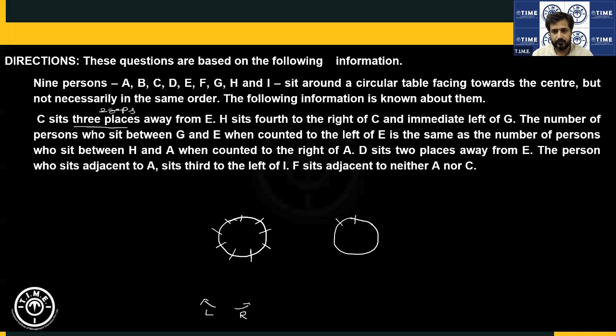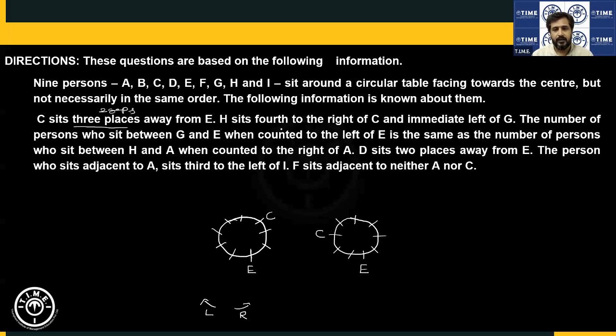1, 2, 3, 4, 5, 6, 7, 8, 9 people. Right. Now, let me take E here. C sits 3 places away from E. So with respect to E, if I go to the right side, 2 gaps, C will be here. And with respect to E, if I go to the left side, 1, 2, C will be here.